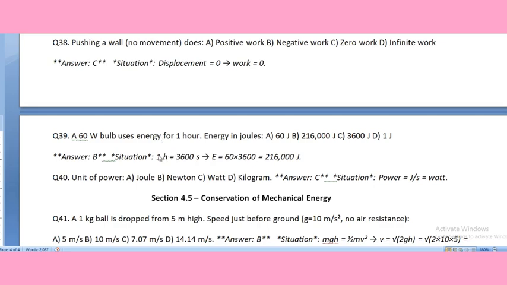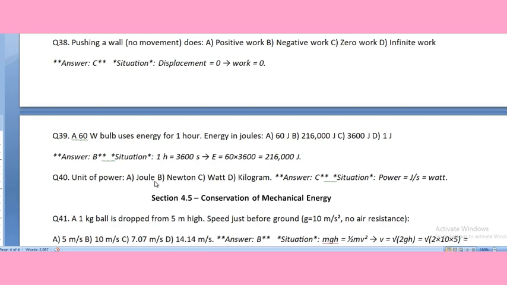To answer this one, we have to know the time. We have to convert the given time into the appropriate unit. 1 hour is equal to 3600 seconds. From this, the energy is the product of the time times the power of the bulb. 60 watt times 3600 seconds is equal to 216,000 joules. So the correct answer is B.